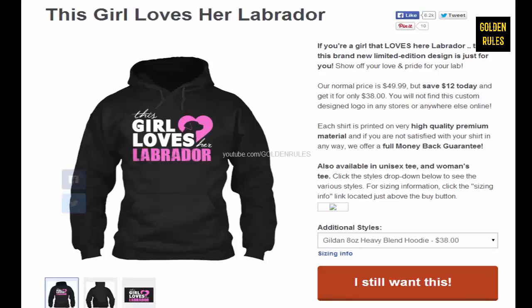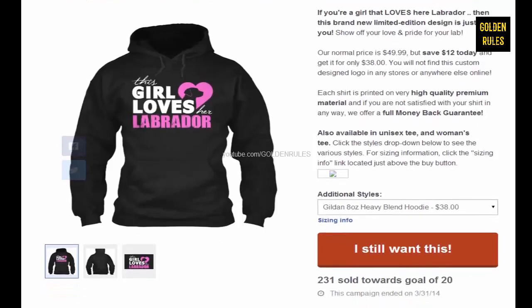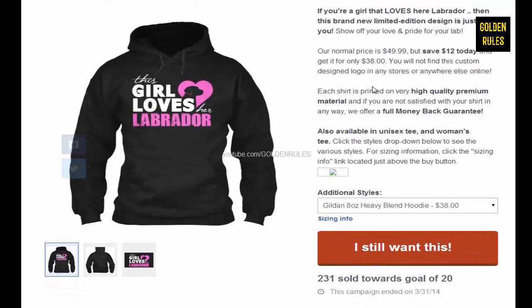In this case study, we'll take a quick look at this design. This girl loves her Labrador, and it was a very simple design to create. Everything I showed you basically in the design section is the skills that I used. It's just a matter of finding those fonts.